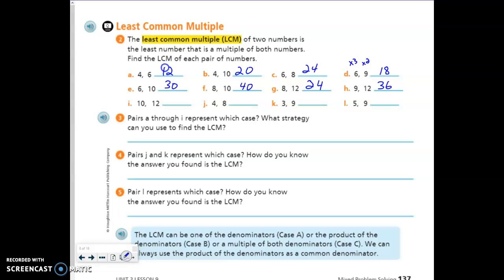All right? I will start a second video here very shortly, and I'll handle the rest of lesson 3.9. But if you have any questions on how to create a common denominator or how to find that least common multiple, make sure you check with your teacher.